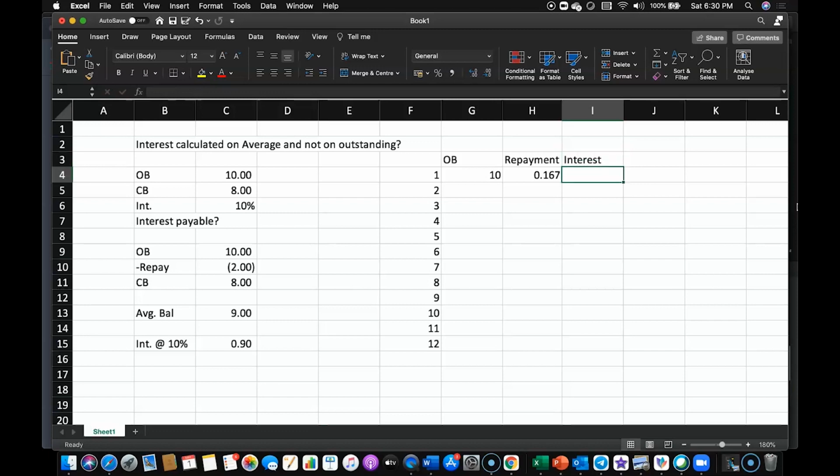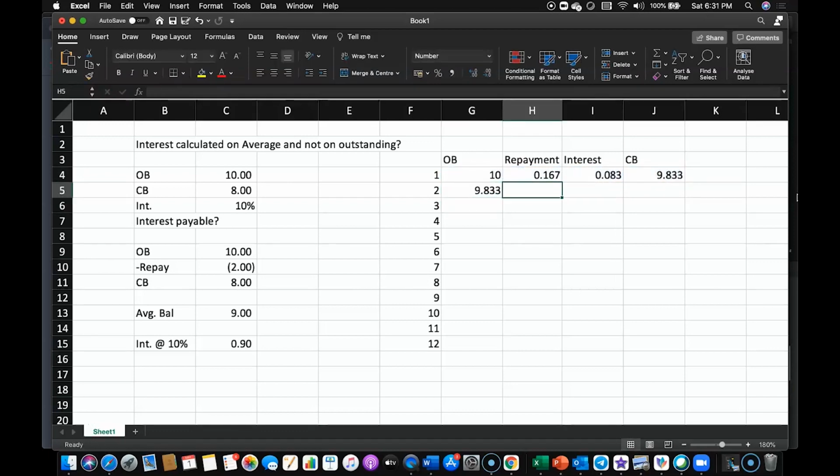Interest has to be calculated. Interest will be calculated on this opening balance only. So on this, 10% interest will be calculated for a period of how many months? 1 month. So we'll divide it by 12. So this will be the interest position. So what we get is 0.083. And what will be the closing balance here? Closing balance is opening balance minus repayment. This will be the closing balance. And this becomes opening balance for the next month.